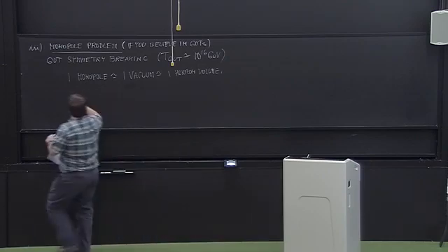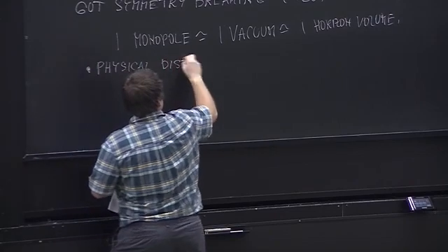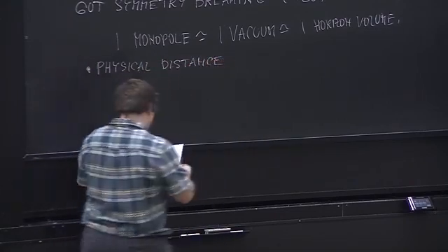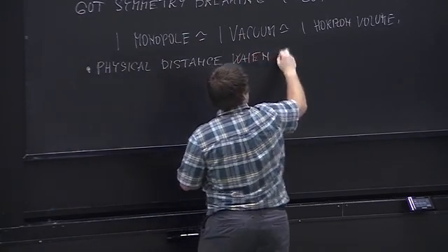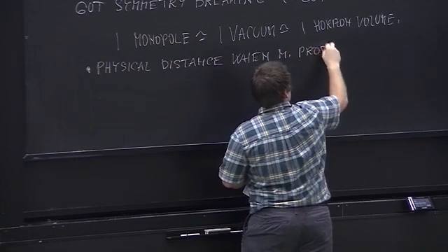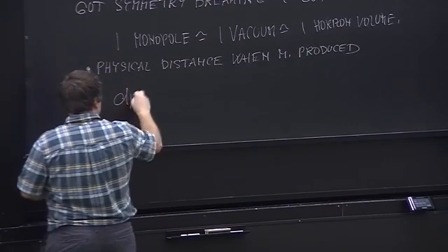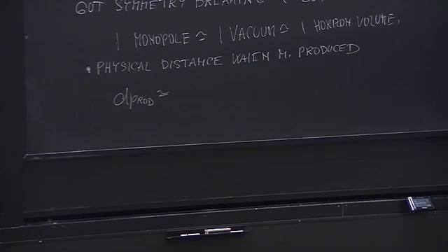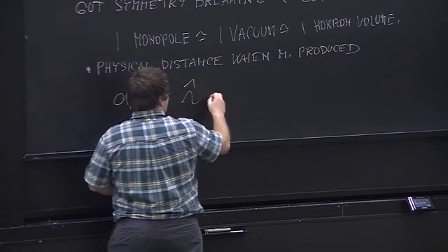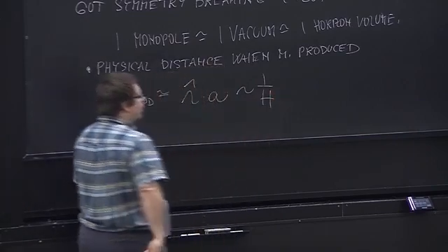Okay. So let me estimate the physical distance between the monopoles when they were produced. In some sense, it's your comoving distance times the scale factor at the time. So it's r hat times a, which is 1 over H at the time.